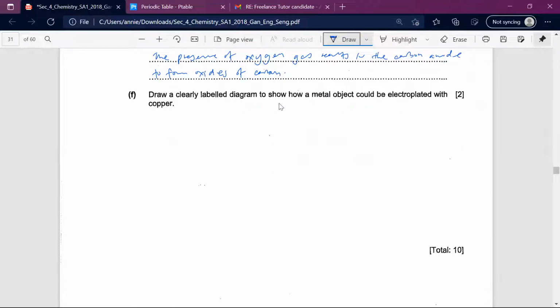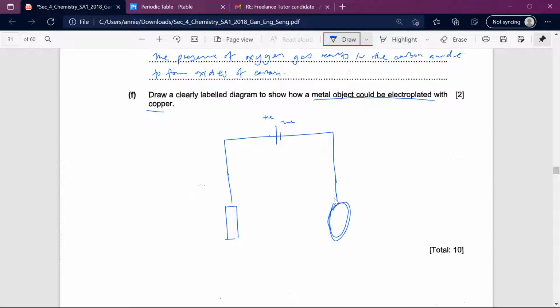Okay, so we now draw a labeled diagram to show how a metal object could be electroplated with copper. Okay, let's draw the diagram. First let's draw this wire, the very standard one. We have the positive side and the negative side. Okay, and so since this is positive, we will draw this one here, and we'll draw this with another shape, so you can differentiate, right? So this positive, this will become plus, and since this is plus, will be the anode.